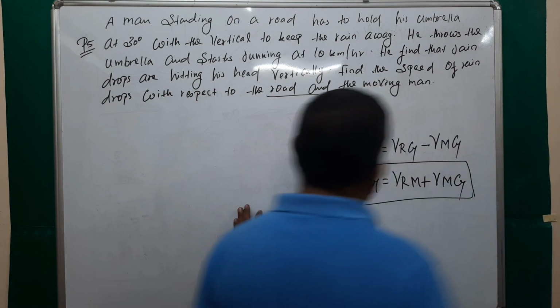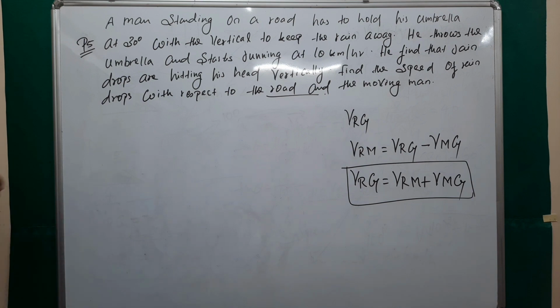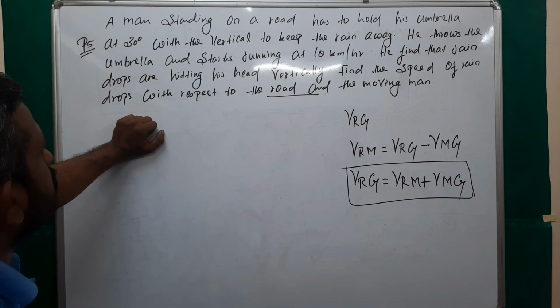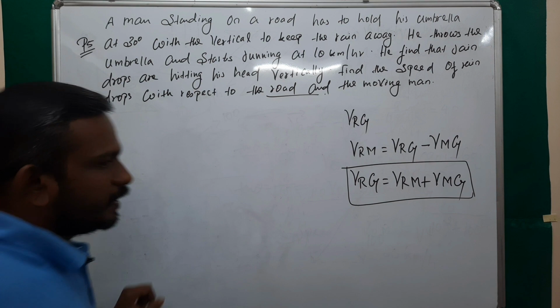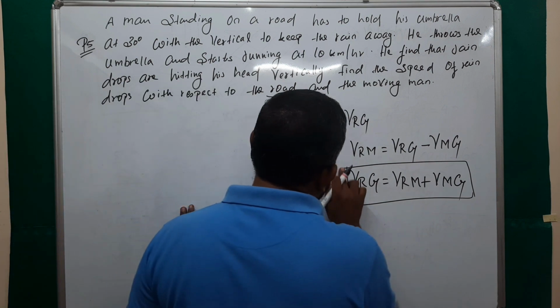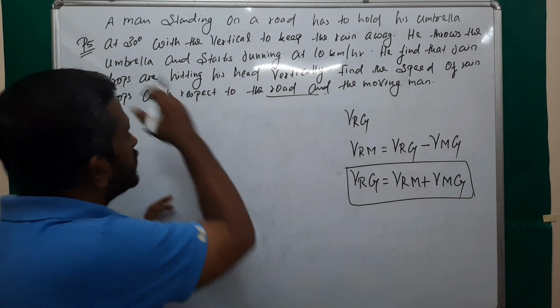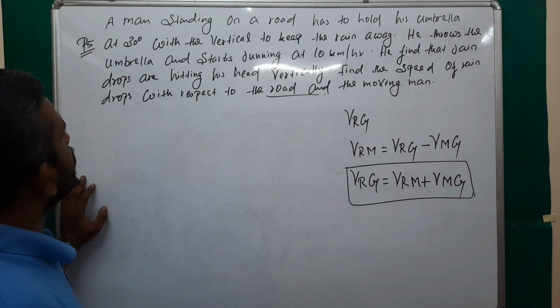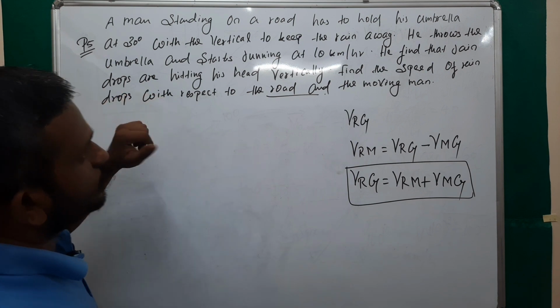So this is the formula. A man stands on a road and has to hold his umbrella at 30 degrees with the vertical to keep the rain away. So for a man at the road, he feels that the rain is coming at an angle of 30 degrees with the vertical.